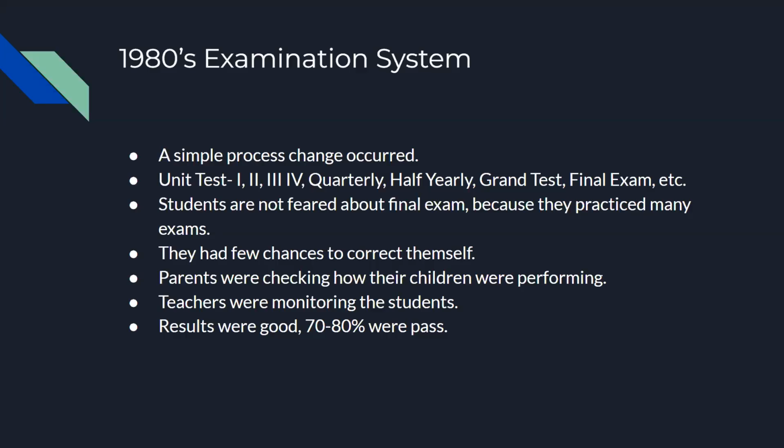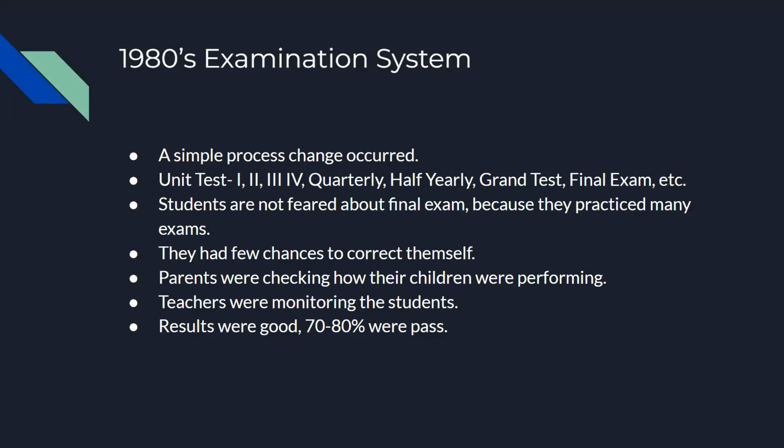And unit test 1, they will announce the results. Few students may pass, few students may fail, and teachers and parents start monitoring the failed students. Their goal is to improve their pass percentage continuously. So they have multiple chances, at least 5-6 chances. Finally, they will write the final exam. So the pass percentage increased a little bit from 30 to 42. It reached around 70 to 80. So these best results were achieved just by introducing a simple change of more exams.